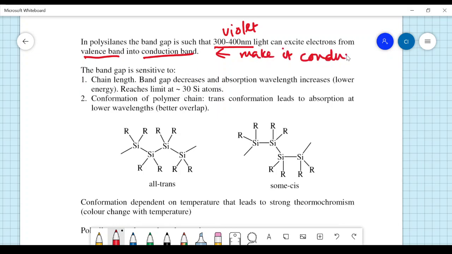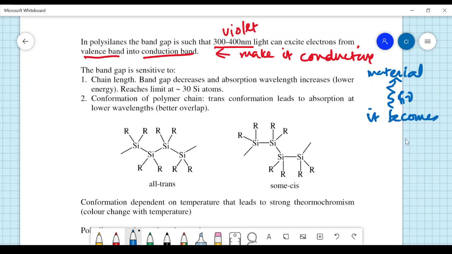So it's a very good property. Why? Because you have some material which is not conducting. But when you put some light, like h nu, it becomes conducting. Why? Electrons are getting promoted from the valence band into the conduction band.